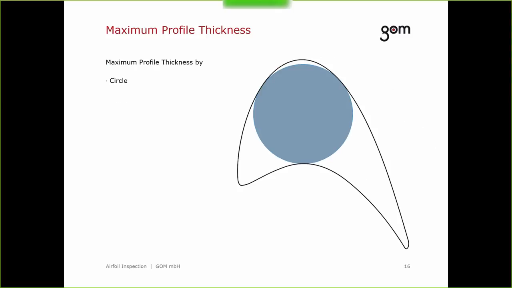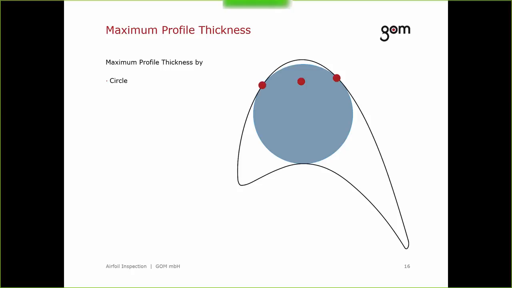Here's an example for a highly cambered airfoil. As can be seen, for such an airfoil profile, the circle type of maximum profile thickness can underestimate this dimension. This is due to the large separation between the two tangent points on the suction side of the airfoil profile, which leads to a gap between the maximum inscribed circle and the airfoil profile. To overcome this, the distance type of maximum profile thickness can be applied. The distance type of maximum profile thickness is constructed using the three tangent contact points of the maximum inscribed circle.